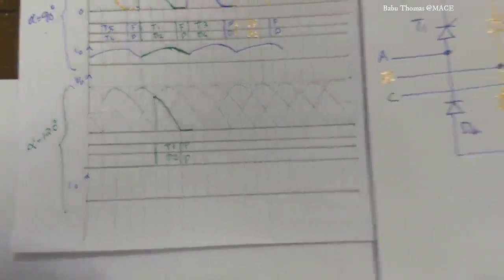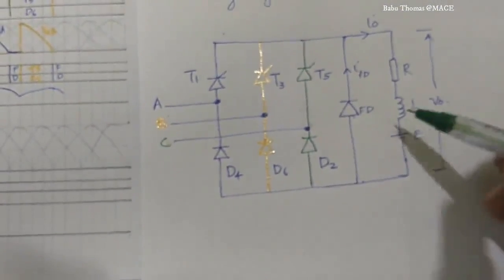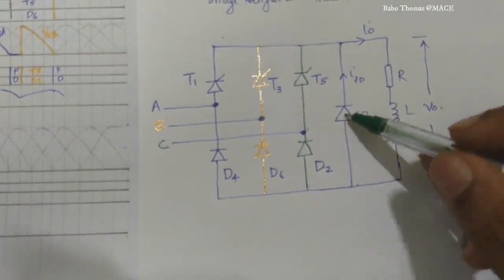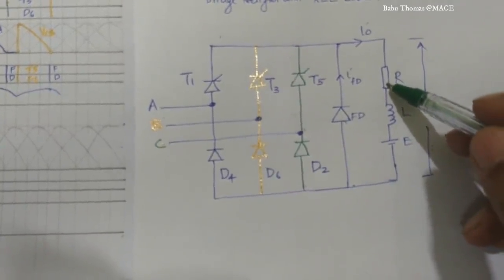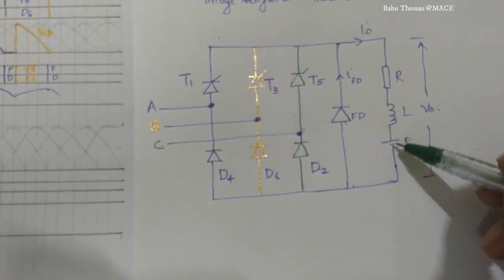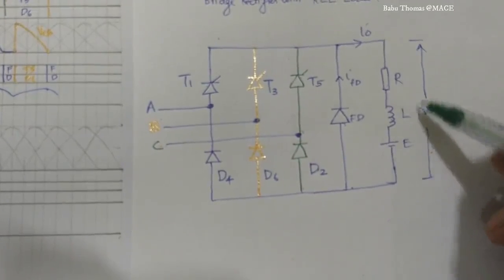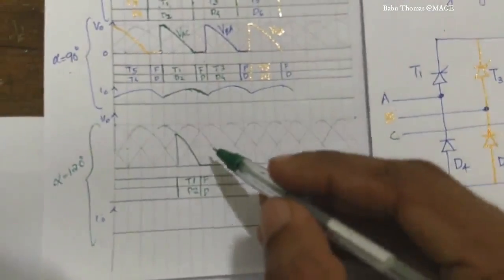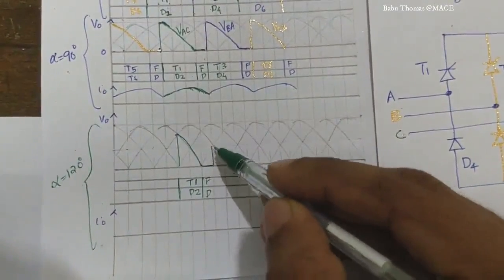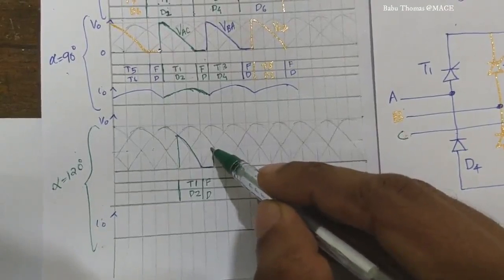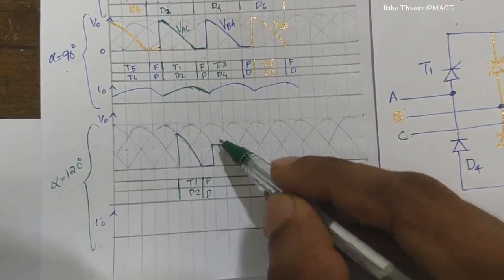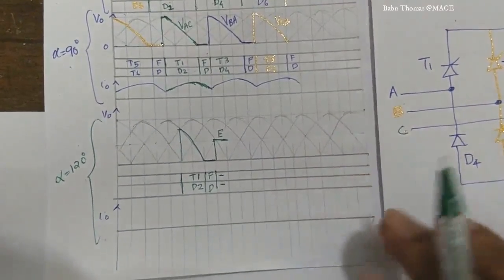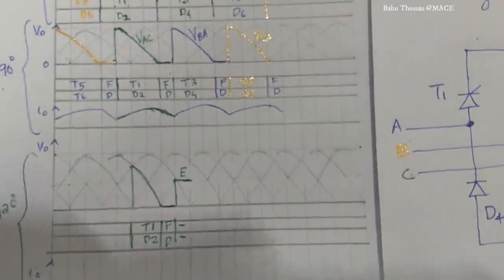Now the freewheeling diode is giving a path for the stored energy in the inductor to return through the freewheeling diode and be dissipated in the resistance. So once the entire energy is released, then the only voltage which comes across the load is nothing but the EMF E. So therefore during that instant of time, this will increase to your EMF E. So that time no thyristors are conducting or no diodes are conducting.